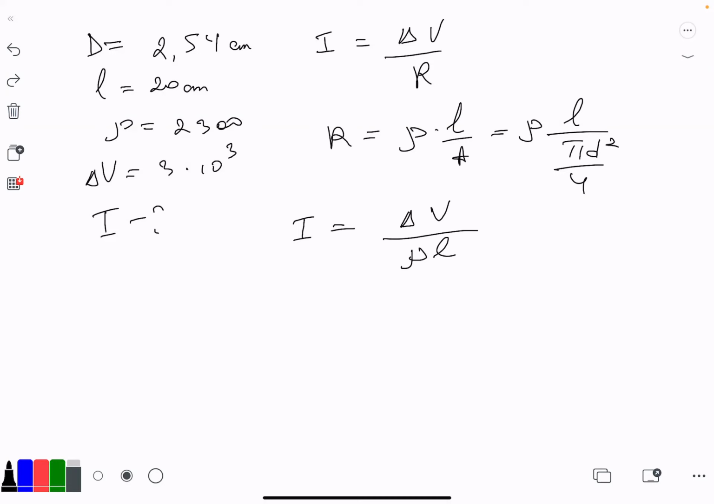Okay, sorry guys. So this will be, okay, delta V over R. Okay, so that means it will be delta V divided by rho L over pi d squared over 4. Okay.